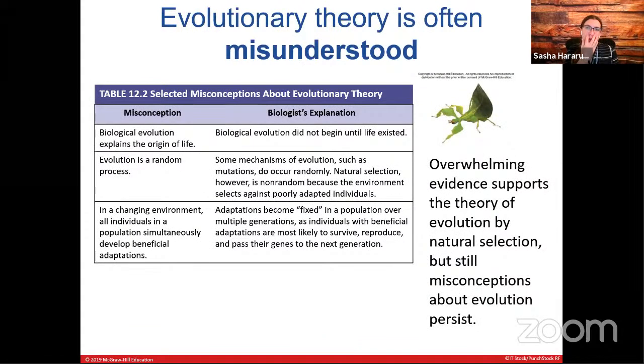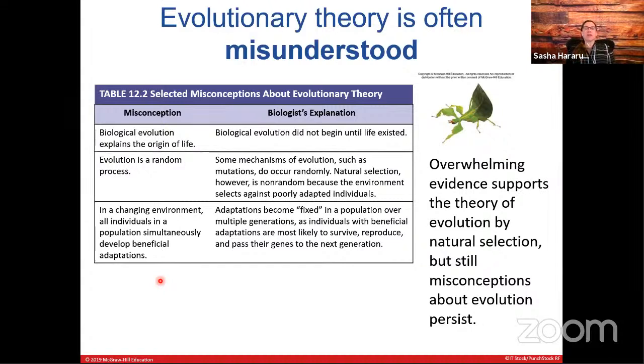So, evolutionary theory is often misunderstood, and this table shows the three common misconceptions associated with evolution. The first misconception says that biological evolution explains the origin of life. This is not true. Biological evolution did not begin until life existed, so by definition, it cannot explain the origin of life. It can only explain how life evolved once it originated.